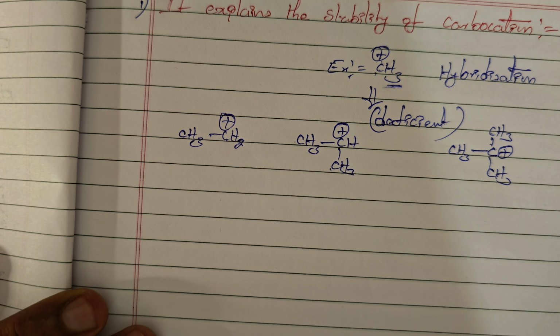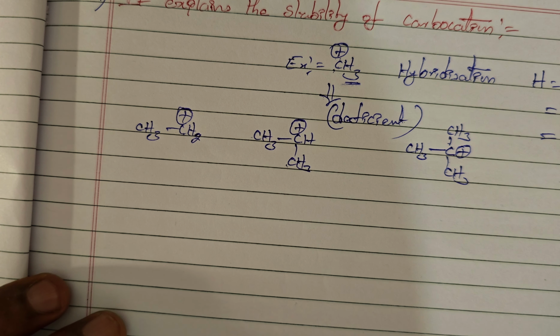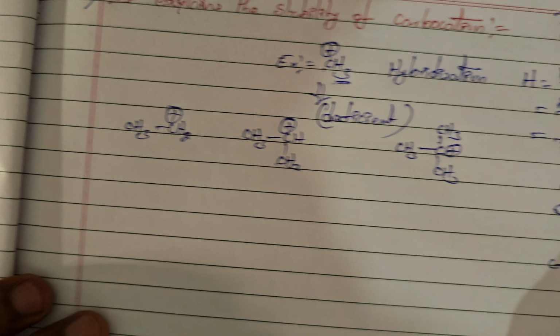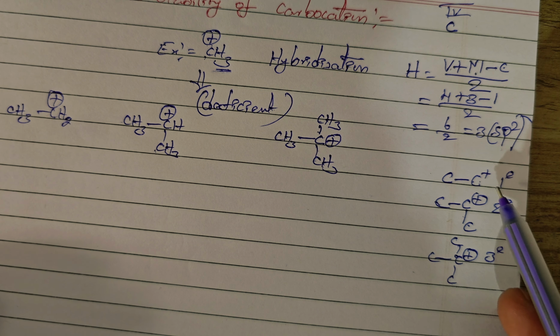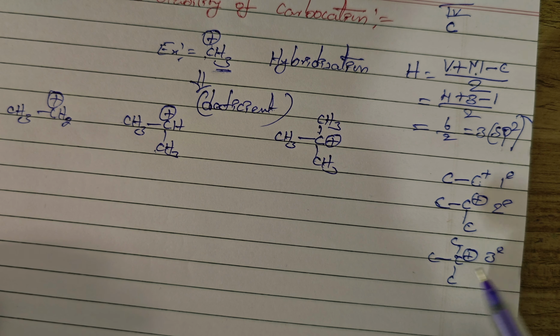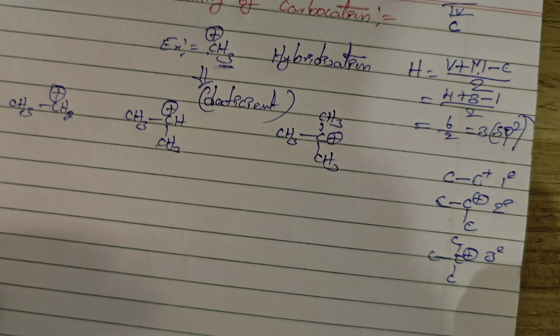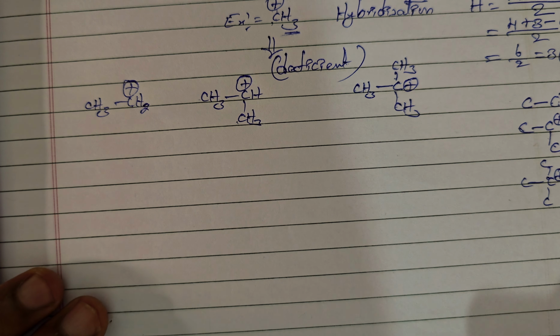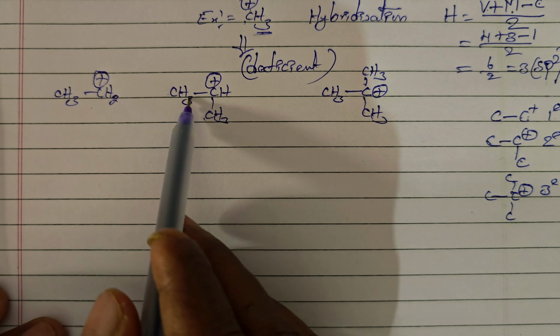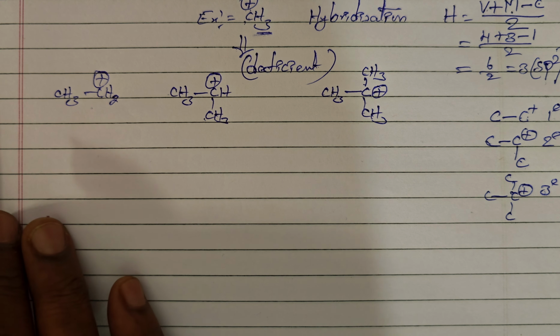One carbon connected with one carbon: this carbon is the primary carbocation. One carbon connected to two carbons is simply called a secondary carbocation. One carbon connected with three carbons is called a tertiary carbocation. This is primary, this is secondary, this is tertiary. So which carbocation is the more stable among these three?